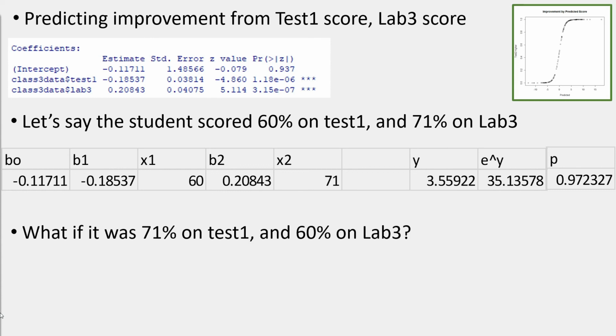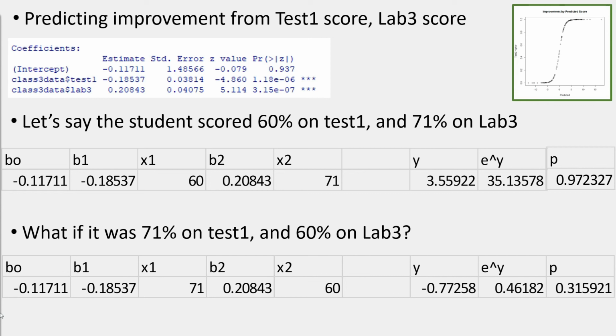Let's just switch these seemingly quite similar values. What if the student got a 71% on test 1 and a 60% on lab 3? Here we have a negative logit and only a roughly 32% chance of improving. In other words, we're going to predict that this person's score is going to either be the same or lower on test 2 compared to test 1. The model is separating out predictions, making distinctions quite well.